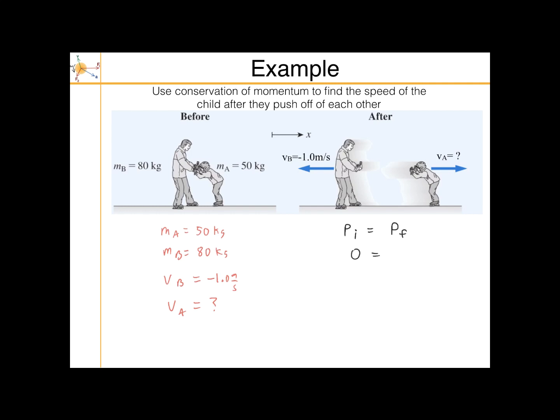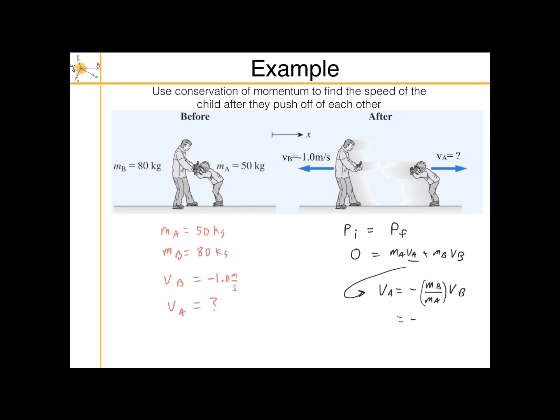Now the total momentum after is going to be the mass of the child times the velocity of the child plus the mass of the man times the velocity of the man. And so we want to find how fast the child is moving. So let's solve for VA. So VA, if I move things around, is going to be equal to minus the mass of the man divided by the mass of the child times the velocity of the man.